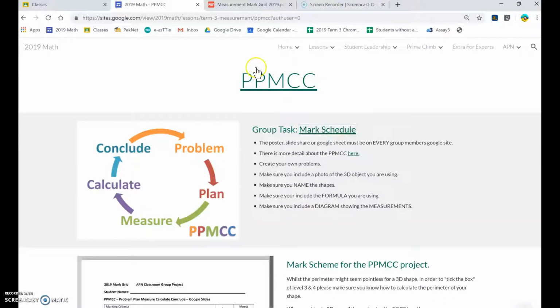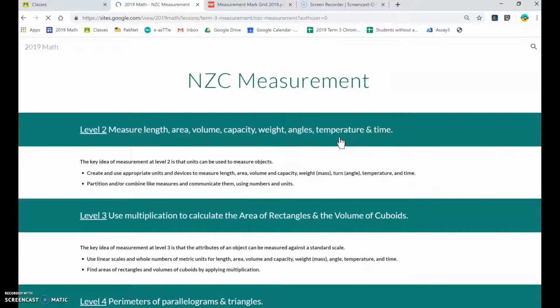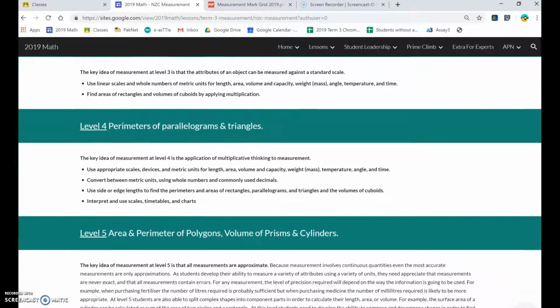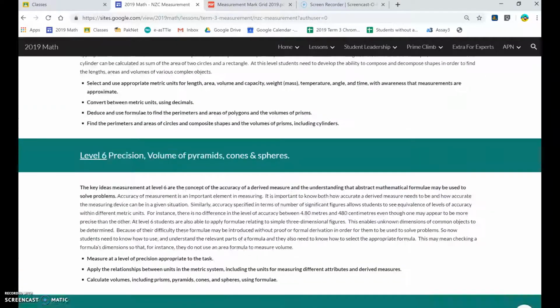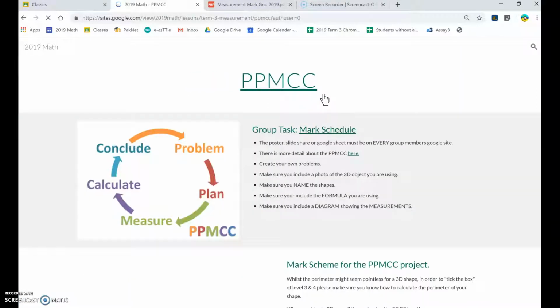Alrighty, the PPMCC can be found if we go click there in measurement. We can actually see 1, 2, 3 examples. We can also see here about measurement. So we've actually got the level 2, 3, 4, 5 and 6 from the New Zealand curriculum. So that helps you as well. So to go back to the PPMCC, we click on here.